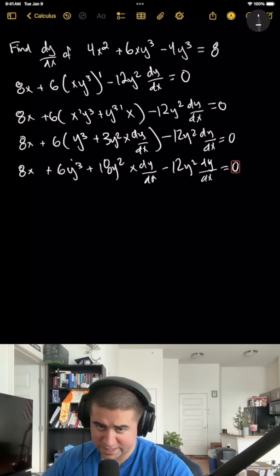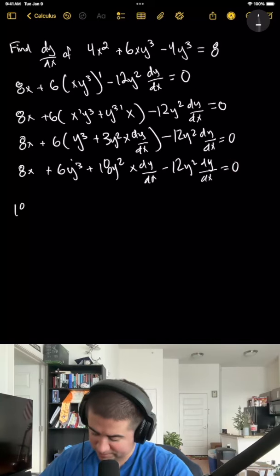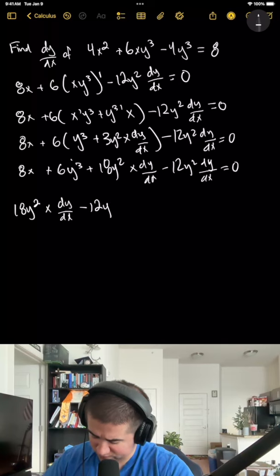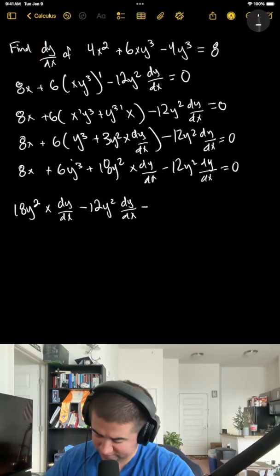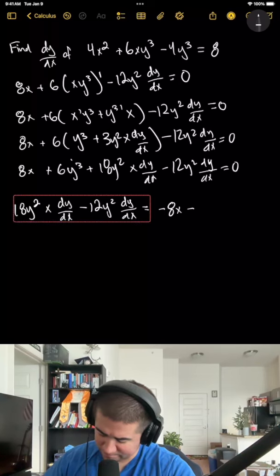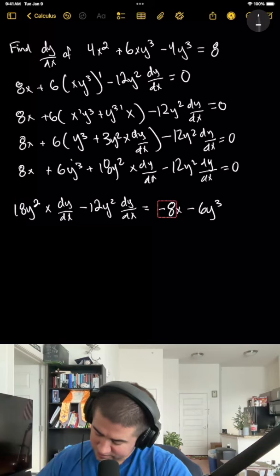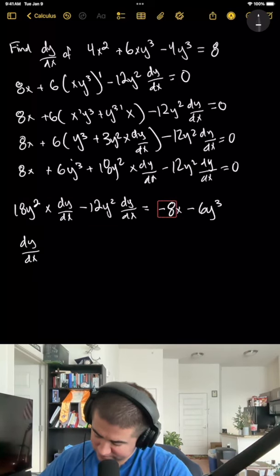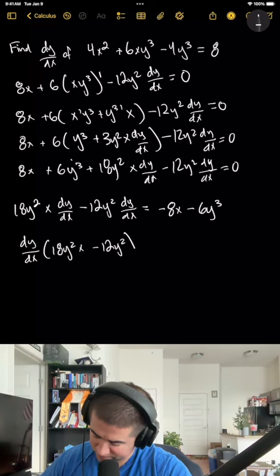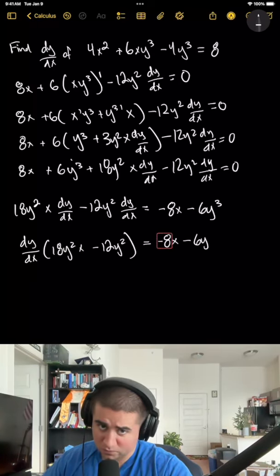Now we can go ahead and move anything that doesn't have a dy/dx over to the right side. So go ahead and keep anything with the dy/dx on this side. I'm going to try to write it a little bit neater here. And then we have our 18y squared x dy/dx minus 12y squared dy/dx is equal to negative 8x minus 6y cubed. And then we can factor out a dy/dx, so we have dy/dx times 18y squared x minus 12y squared is equal to negative 8x minus 6y cubed.